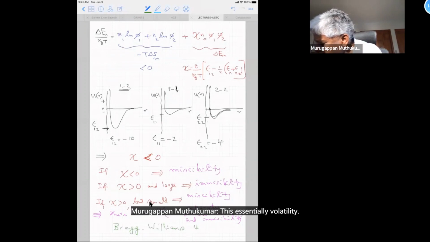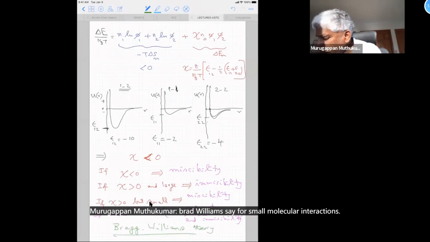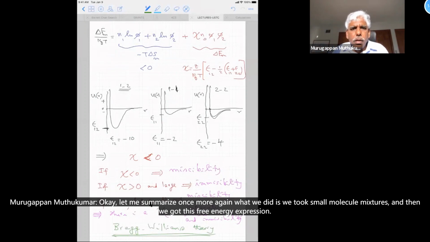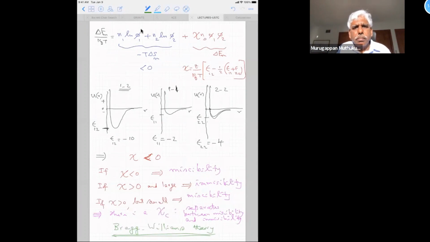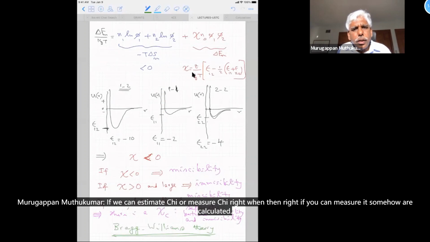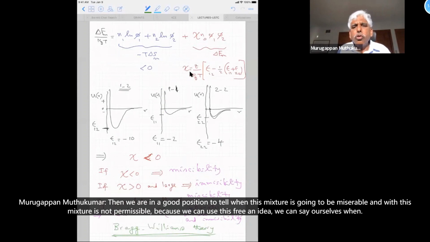This is a century-old theory, Bragg-Williams theory, for small molecular mixtures. Okay, let me summarize once more. What we did is we took small molecular mixtures and then we got this free energy expression. And the chemical mismatch between component 1 and component 2 is captured by this parameter chi. If we can estimate chi or measure chi, or calculate it, then we are in a good position to tell when this mixture is going to be miscible and when this mixture is not going to be miscible.